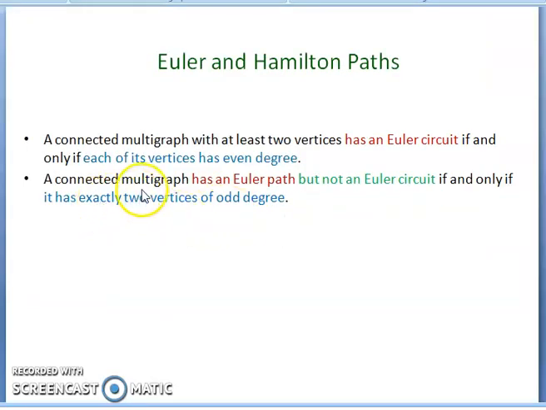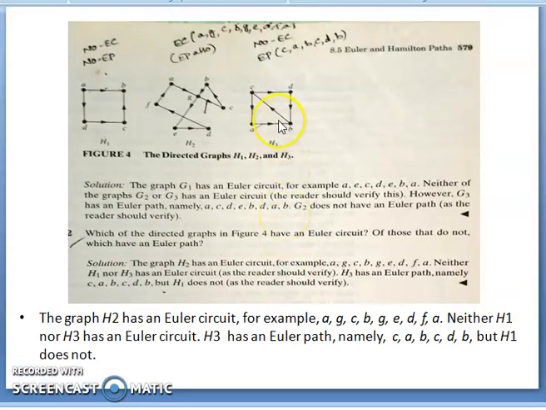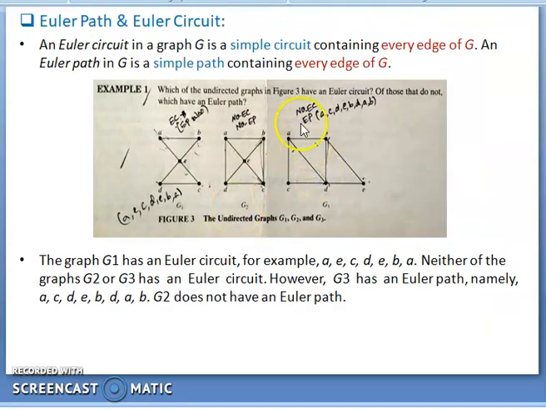And one more condition is, it has an Euler path but not an Euler circuit if and only if it has exactly 2 vertices with odd degree. Now there is one example. There is no Euler circuit and it has an Euler path. So see this.